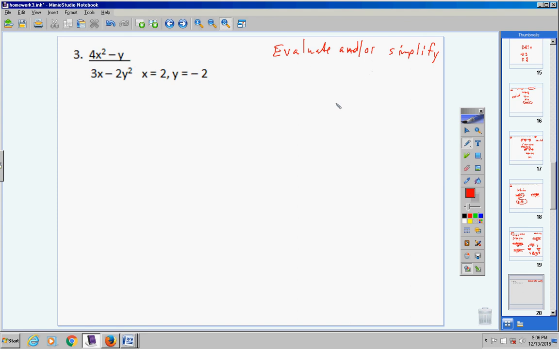Now, I think your notes will be more organized if we start your numbers over. So instead of calling this 18, I'm going to call this 1. That way you know a new section has started, okay? So I'm telling you right now, x equals 2 and y equals negative 2. We're going to substitute these values into the correct variable and then simplify.